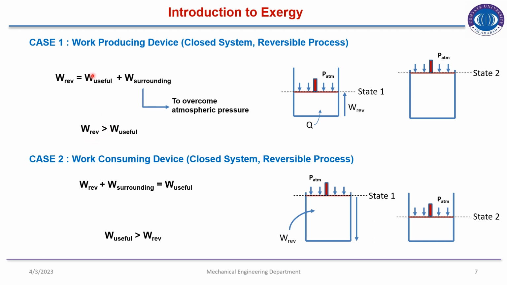In case 1, the work producing device, the reversible work is greater than W useful, and in the work consuming device, W useful is greater than W reversible.